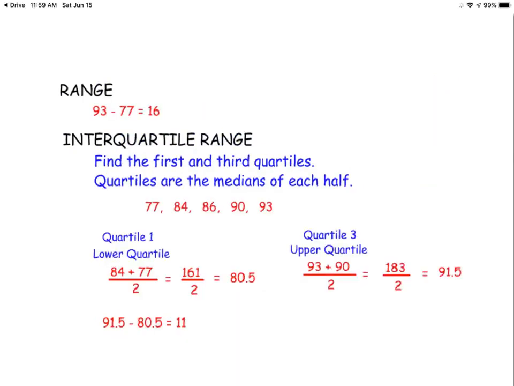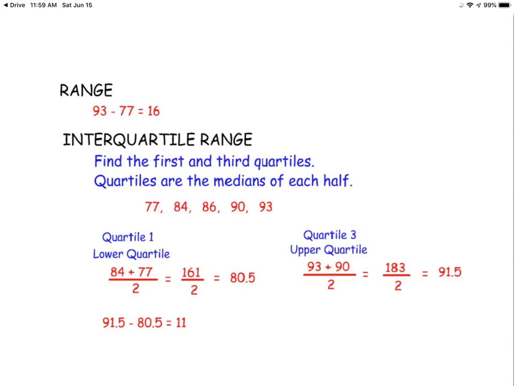The next thing we're talking about now is the measure of spread, or basically how far your data are from each other. So the first measure of spread you're probably familiar with is the range. To find the range, we take the maximum and we subtract the minimum value from it. So our maximum in our data list that was on the previous page was 93 degrees. Our minimum was 77 degrees. To find the range, we subtract 93 minus 77, which gives me 16 degrees.